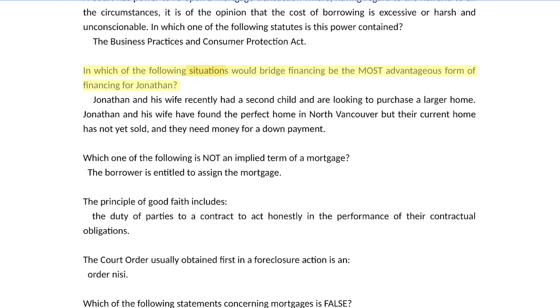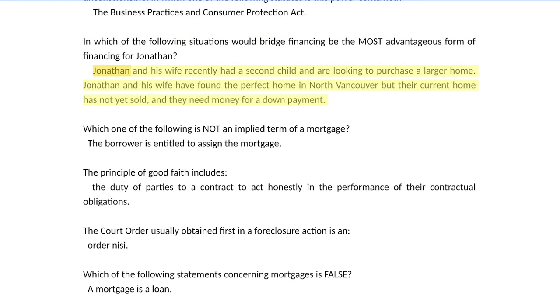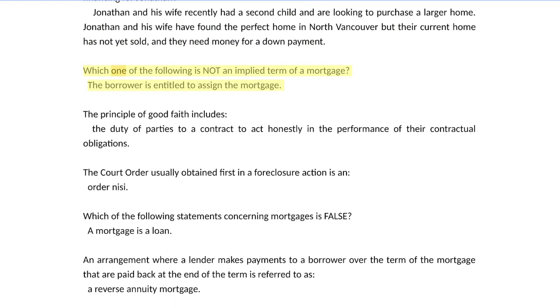In which of the following situations would bridge financing be the most advantageous form of financing for Jonathan? Jonathan and his wife recently had a second child and are looking to purchase a larger home. Jonathan and his wife have found the perfect home in North Vancouver, but their current home has not yet sold, and they need money for a down payment. Which one of the following is not an implied term of a mortgage? The borrower is entitled to assign the mortgage.